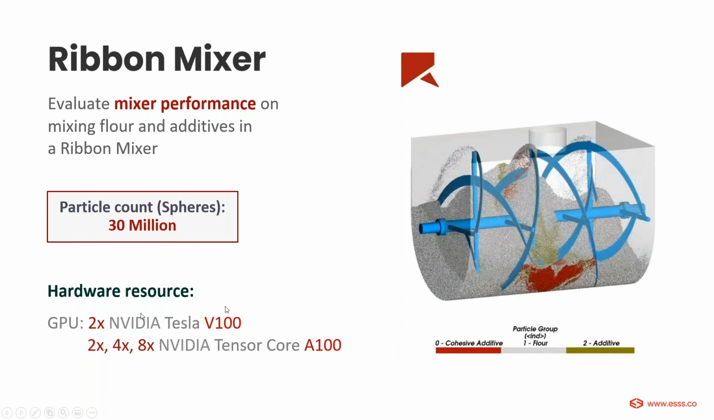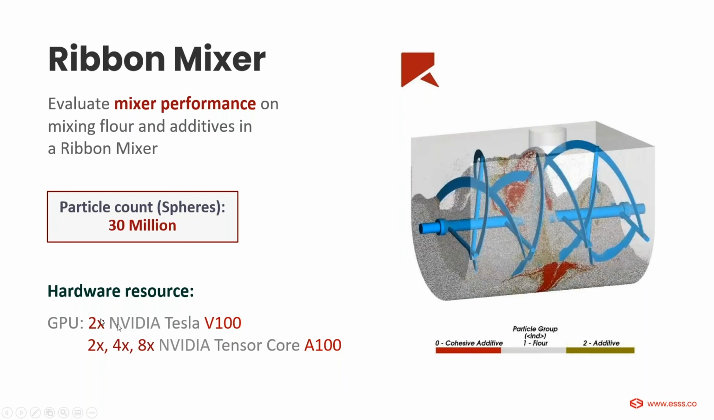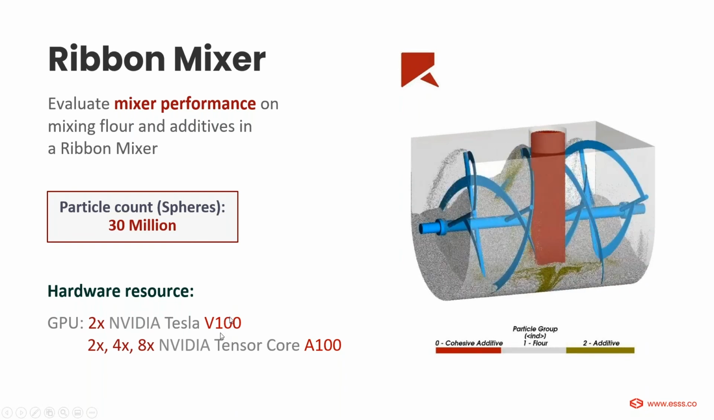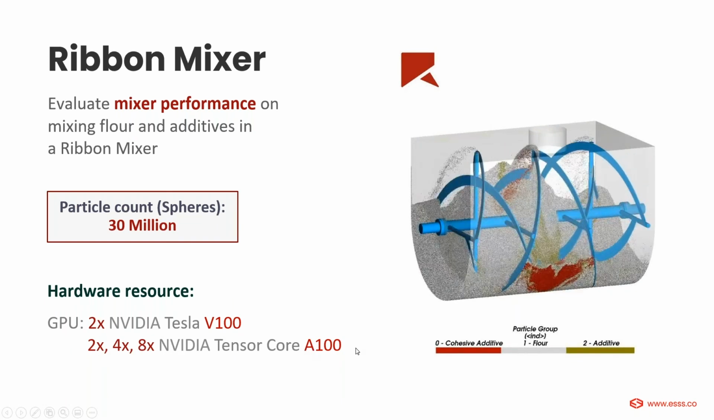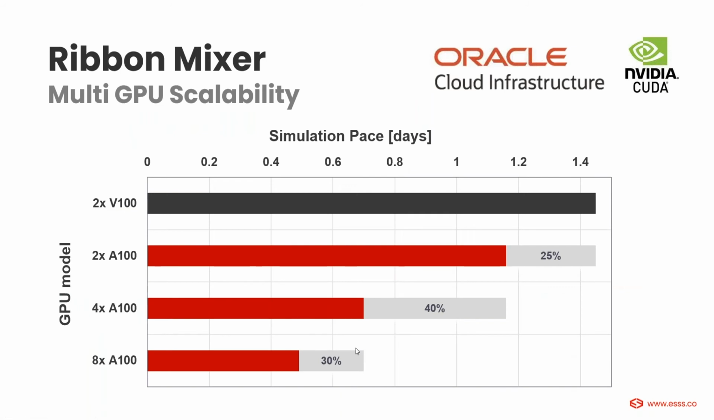For this case, we have used 2 NVIDIA Tesla V100, and then we have scaled up to also 2, 4, and 8 NVIDIA Tensor Core A100. And the results are here. You see that with the 2 V100s, we need about 1.5 days to solve 1 physical second of the simulation. And as we just switch the GPU card from V100s to 2 A100s, we already have a reduction of 25% of the total simulation time.